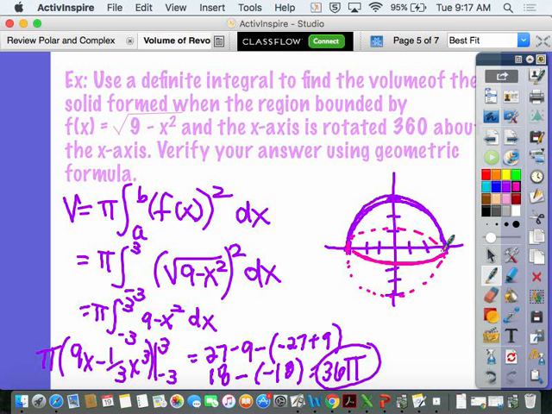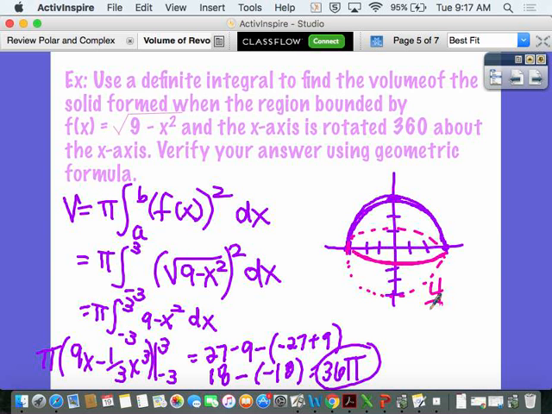So to verify this using a geometric formula, we're basically going to look at the volume of a sphere: 4/3 pi r to the third, right? Is it pi squared, or is it pi to the third? It's 3. What's the radius of the sphere? 3. What's 3 cubed? 27. 27 divided by 3 is 9. 9 times 4 is 36.